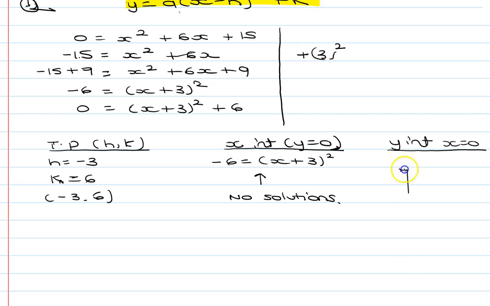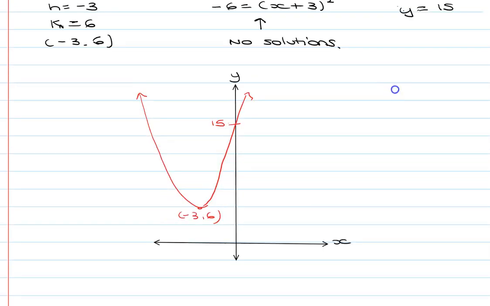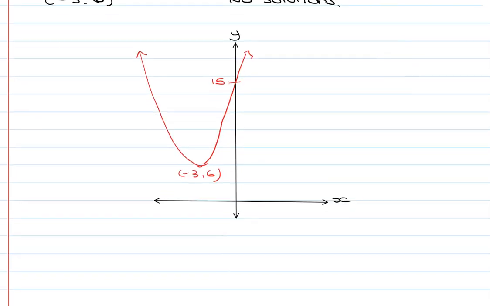Now it's easy to sketch because I have some important points. I need to know it's a positive parabola, so it's going to be a smiley face, and I'll just sketch that and show you what that looks like. Alright, so there we go. Let's do the second example now.